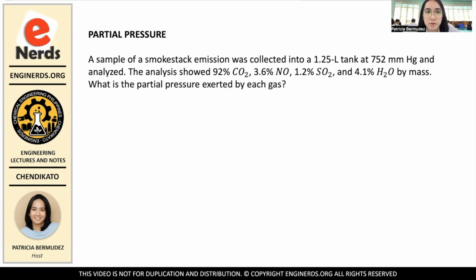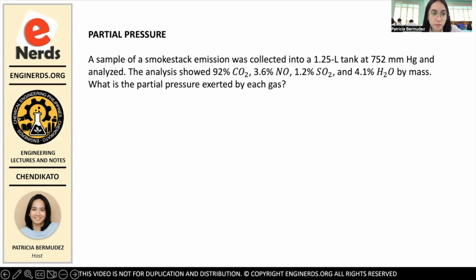Okay? So for this problem, it states that a sample of a smokestack emission was collected into a 1.25-liter tank at 752 millimeter mercury and analyzed. The analysis showed 92% carbon dioxide, 3.6% nitrogen oxide, 1.2% sulfur dioxide, and 4.1% water by mass. What is the partial pressure exerted by each gas?